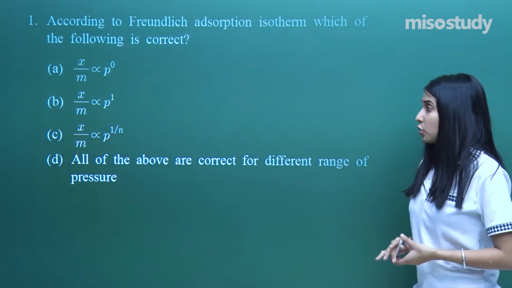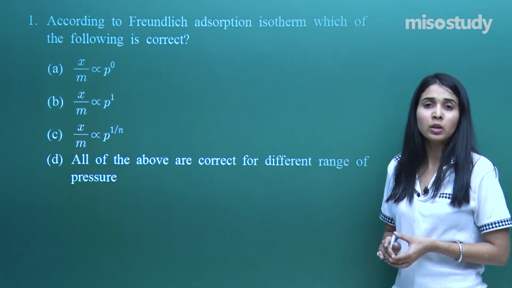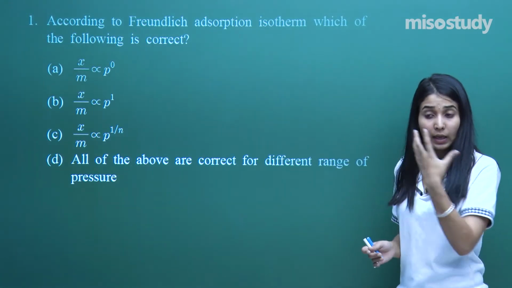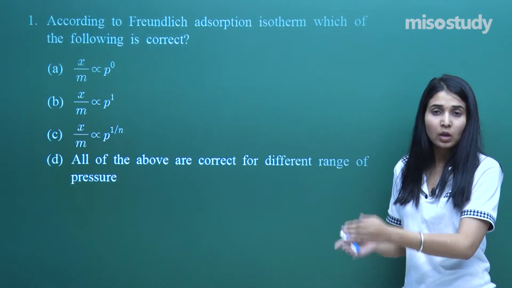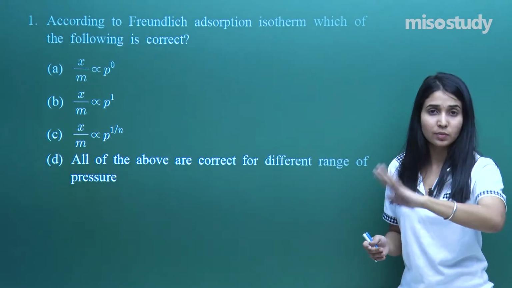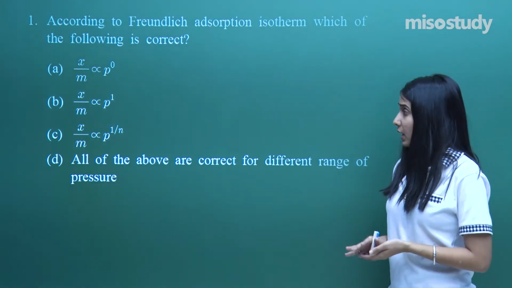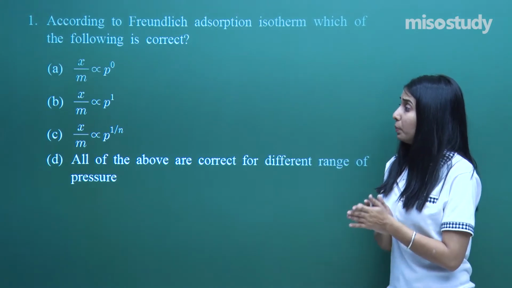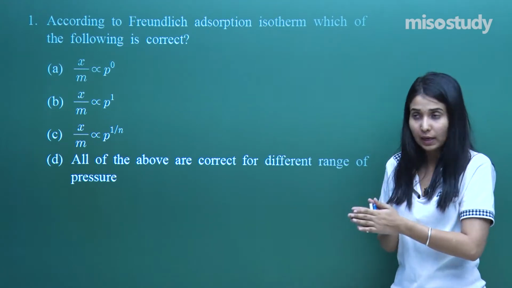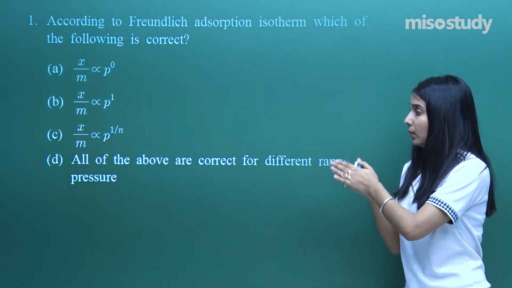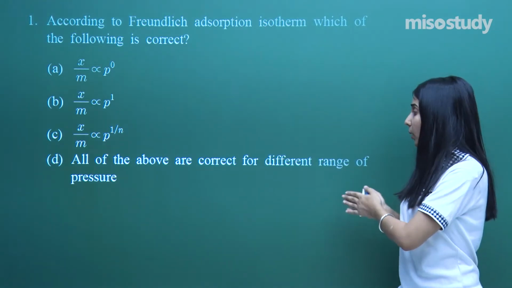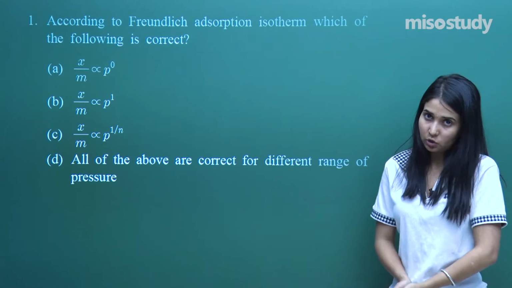Now if I see the options, x by m. What used to be your x upon m? If you remember, x refers to the mass of adsorbate, m refers to the mass of adsorbent. So x by m is the ratio of the adsorbate to the adsorbent. Then it says, can it be directly proportional to P to the power 0, or in option B, directly proportional to P to the power 1. Option C, x upon m directly proportional to P to the power 1 by n, or D, all of the above are correct for different ranges of pressure, right?